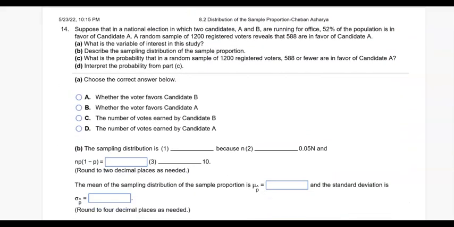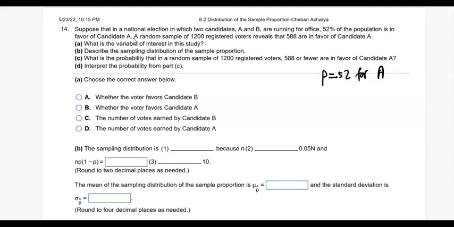Question number 14. That's the last question. Suppose in a national election in which two candidates, A and B, are running for office, 52% of the population is in favor of candidate A. So p here is 52%, or 0.52, for A.